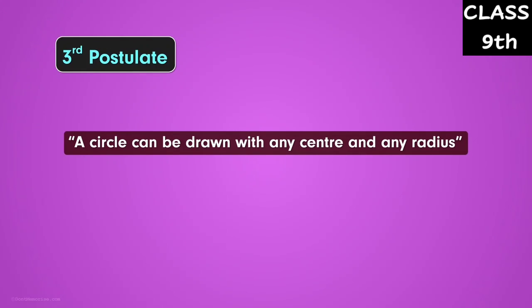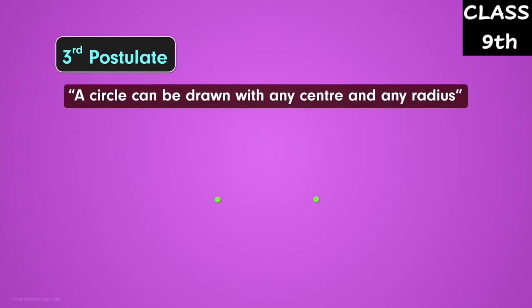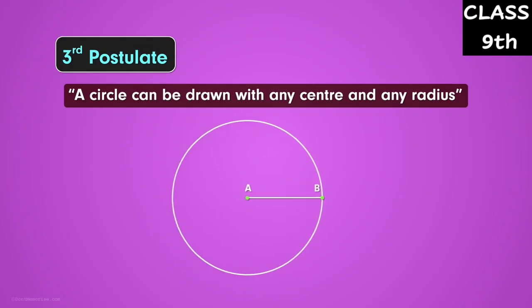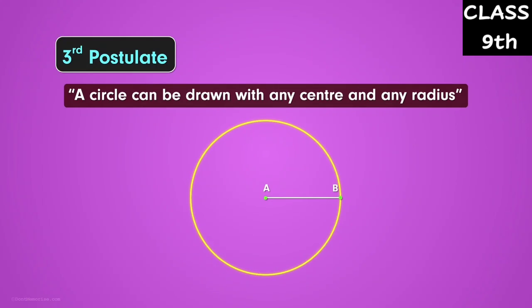This postulate is self-explanatory, but for our understanding, let's assume a line segment AB. Keep point A fixed and move point B around point A. We will see that it will make a circle, and the length of the line segment AB will be the radius of the circle. Likewise, we can draw a circle from any point and with any radius.